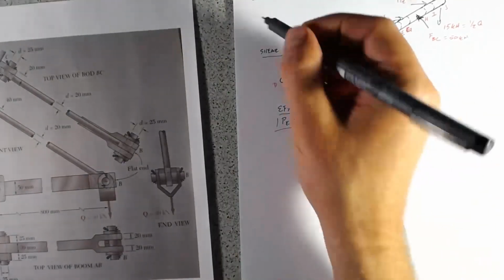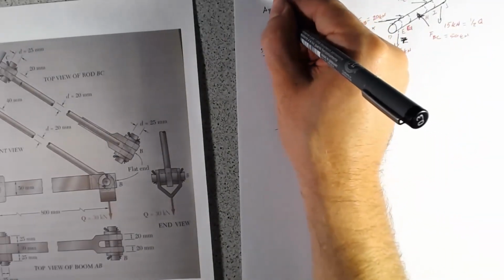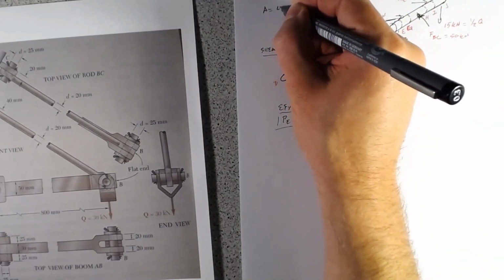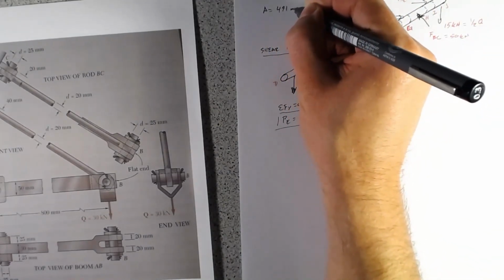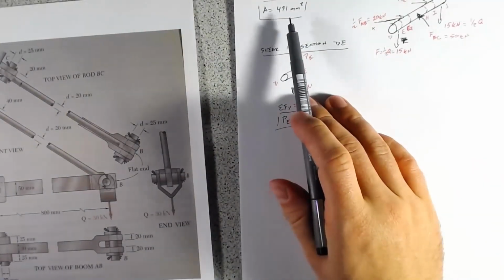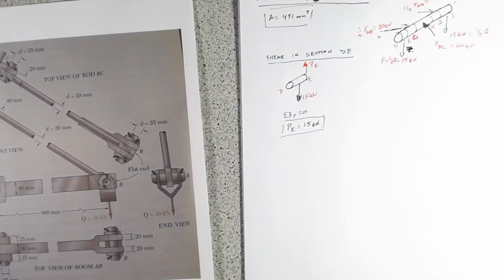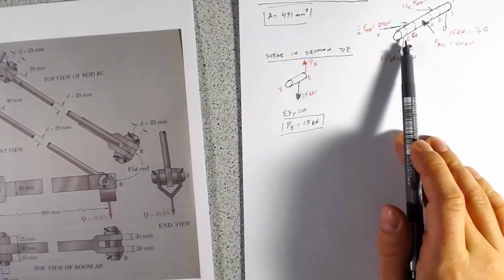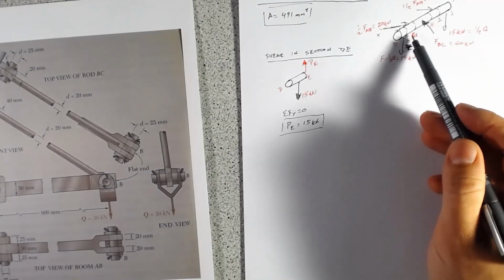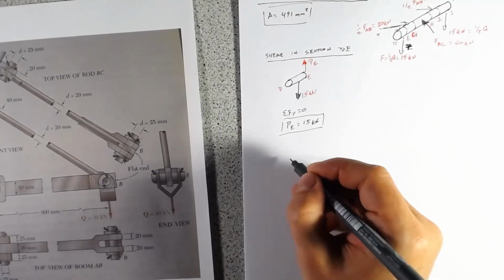The area of this pin doesn't change because it's a 25 millimeter diameter pin. It's the same as all of the others. We know the area is 491 millimeters squared. If we're looking for an average stress, all we need is a force. We want to find the maximum shear force. We know it's 15 kilonewtons at joint E. Let's look between D and G and see if we get anything different.